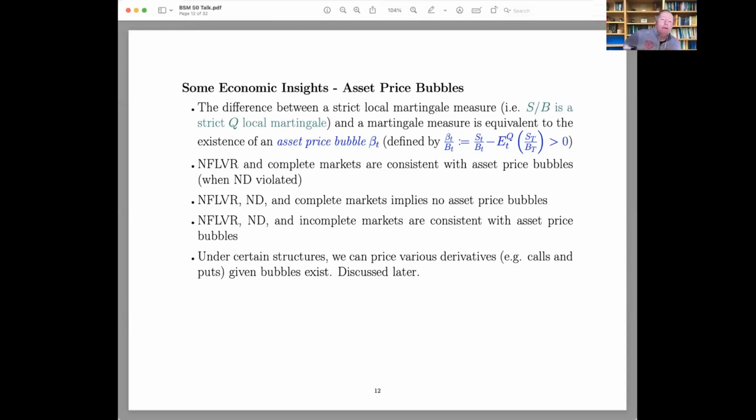I'll talk later about how we can price derivatives when there are asset price bubbles. Many practitioners and also academics do believe price bubbles exist. So this is a very important topic, from my perspective, to understand how the theory handles it.